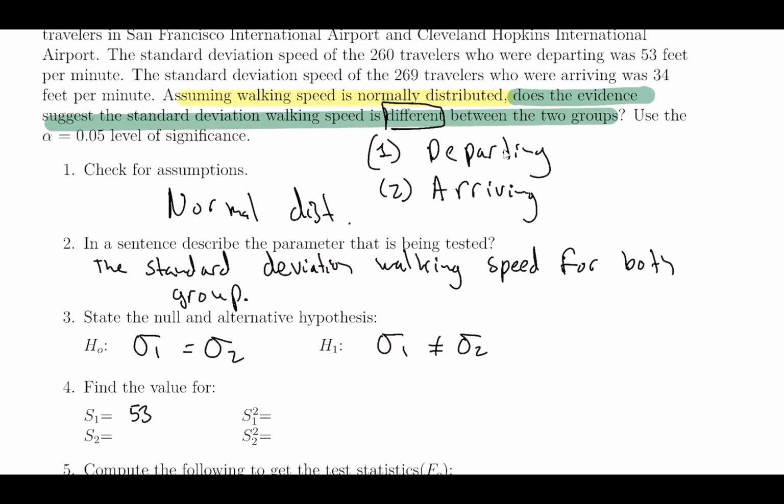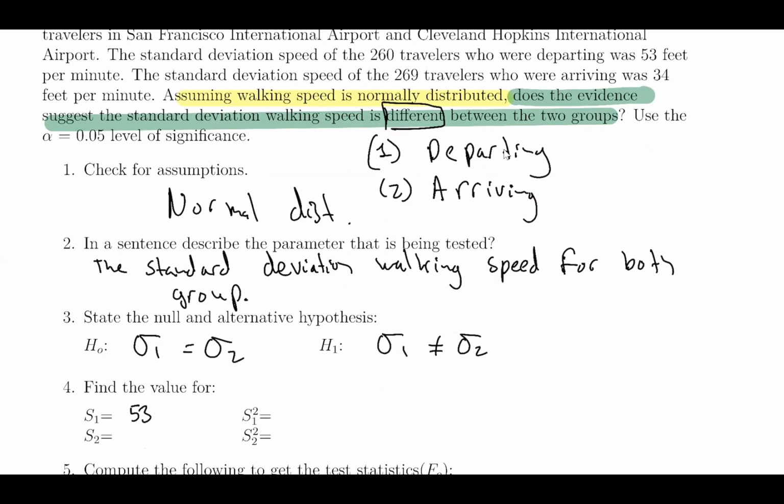So yeah, my two groups are departing and arriving, not San Francisco or Hoskins. That's just the airport they went to collect this data set, so that shouldn't affect my alternate hypothesis. Luckily, we did the right alternate hypothesis.